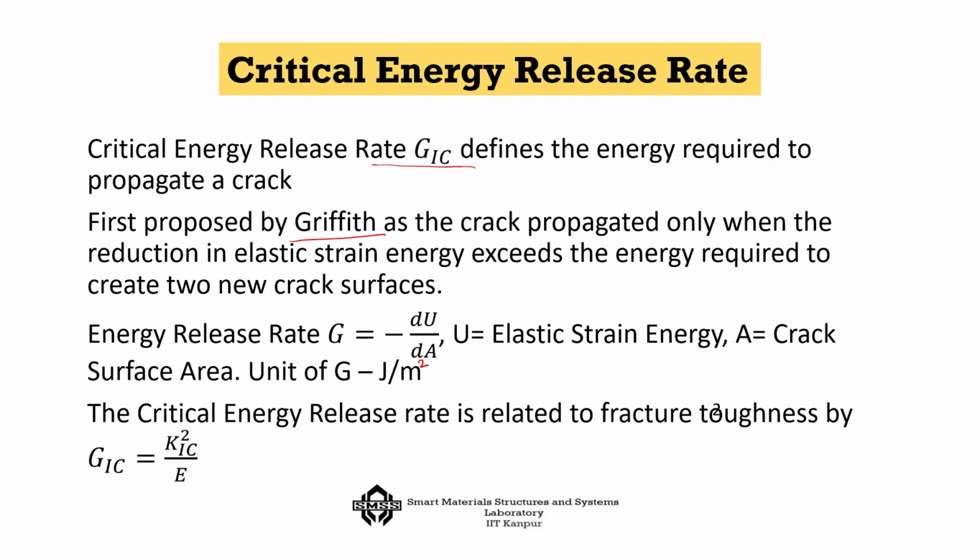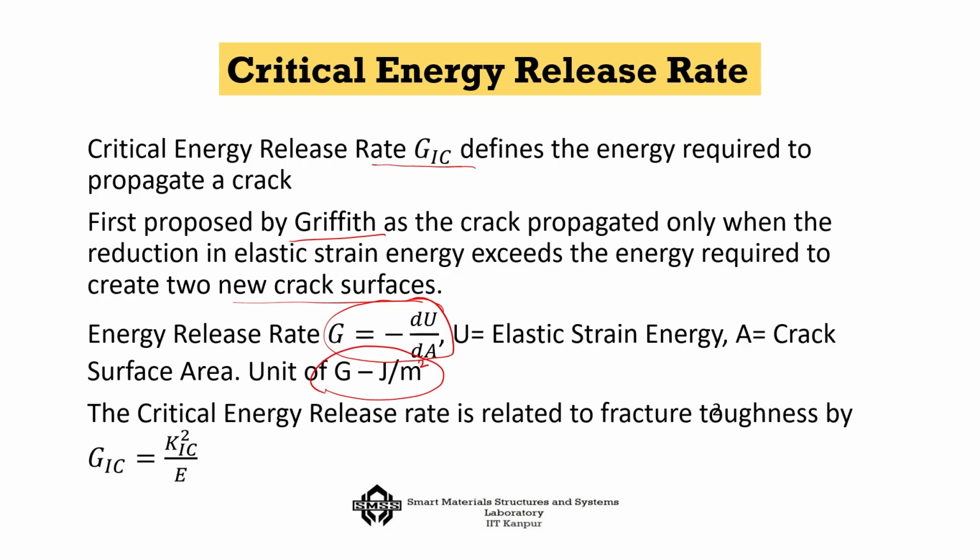when the crack will propagate, you will see that the reduction in elastic strain energy exceeds the energy required to create two new crack surfaces. So, if the elastic strain energy gets reduced in the process and that is more than the work you have to do in order to open up, then definitely it will be energetically favorable, and then the cracks are going to propagate. And the way we are going to measure it is G as minus dU/dA, where U is the elastic strain energy and A is the crack surface area. G is generally measured in terms of joule per square meter.